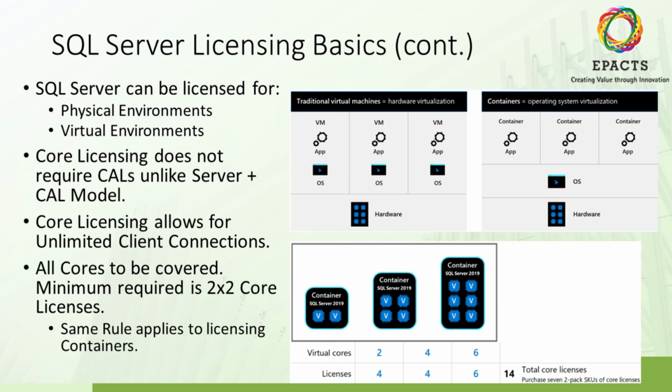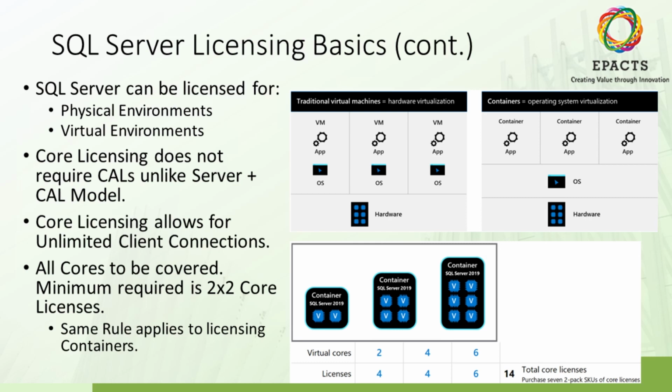And I also mentioned before that your core licensing allows for unlimited client connections, both internally as well as externally. And the minimum number of licenses you need to cover is for a 4-core server. So each license covers 2 cores, whether it's 2 physical or 2 virtual cores. This is your minimum number of licenses you need to buy. And the same rule applies for containers.